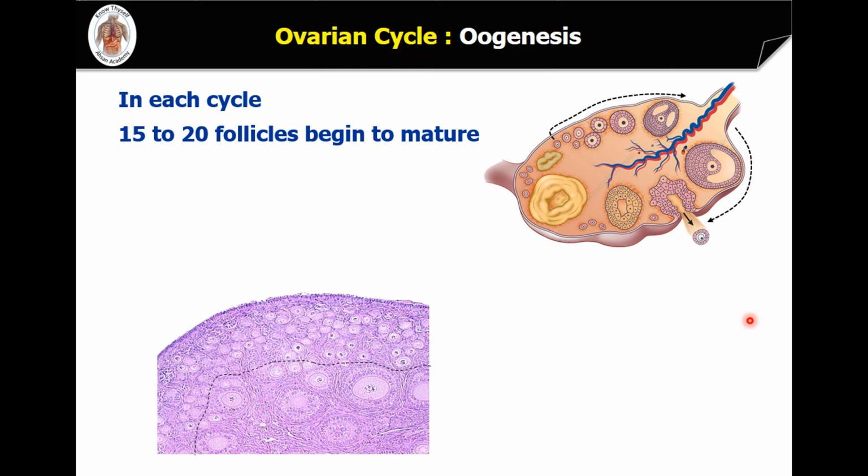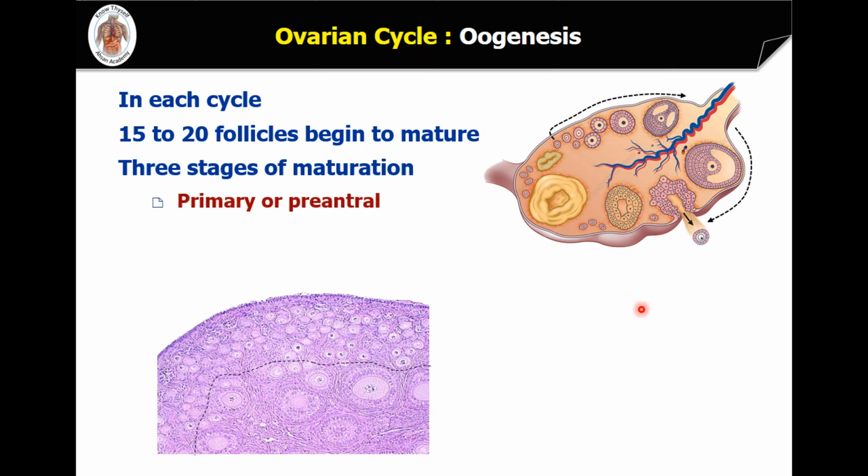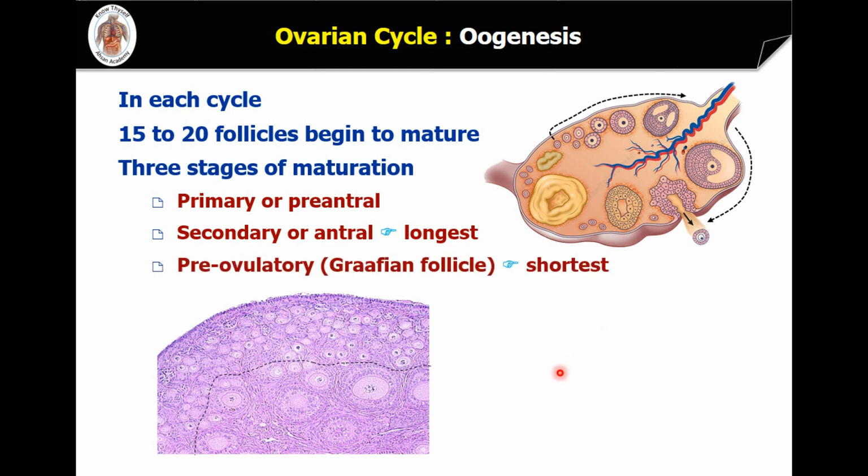So in each cycle there will be 15 to 20 follicles, which we have identified as primordial ovarian follicles, that start maturation. The rest of the primordial follicles remain at rest, but these targeted 15 to 20 follicles in the two ovaries gradually show changes, and there are three stages that explain the changes. One is the primary or pre-antral phase, second the secondary or antral stage, which is the longest stage, and third the pre-ovulatory or Graafian follicle stage, which is the shortest stage. So these three stages, now I will explain.